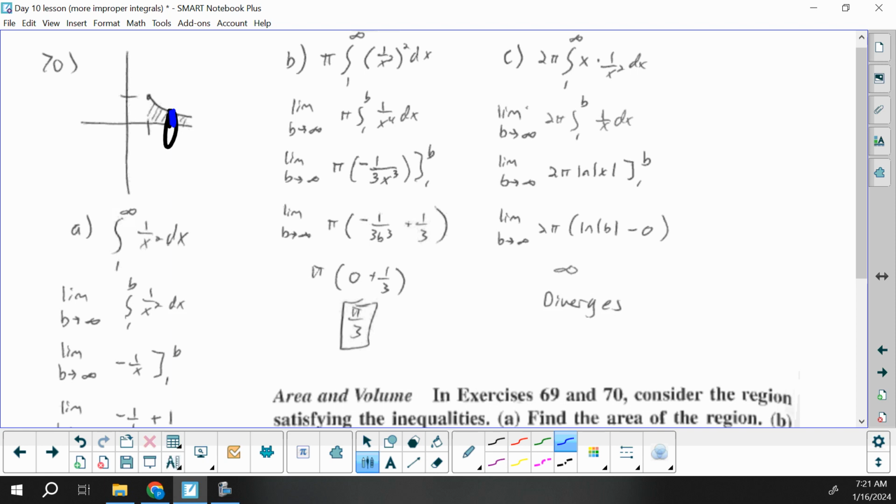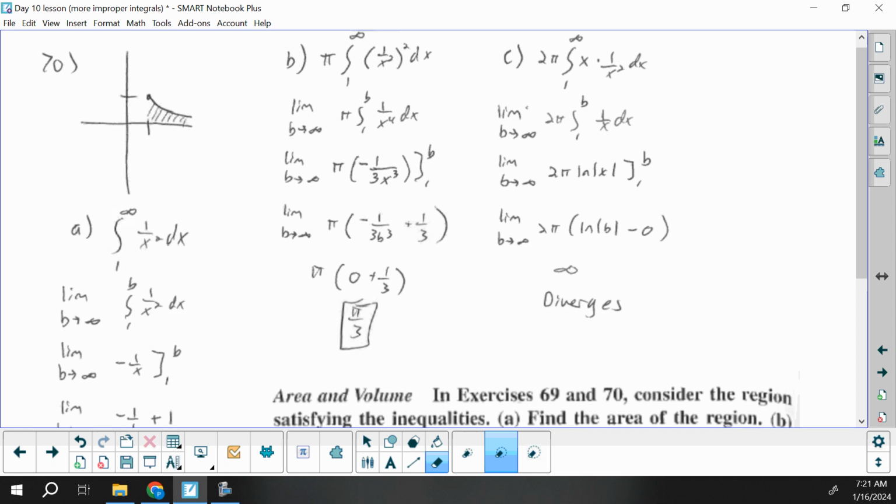So the 1 over x squared is getting squared to give us 1 over x to the 4th. That's really x to the -4, so we just do a quick antiderivative. So we have -1/3 x to the -3, and I brought that back down to the bottom as an x cubed. Sub in your b, sub in your 1. As b goes to infinity, that denominator gets huge, so the fraction goes to 0. So we end up just having pi over 3 for our volume.